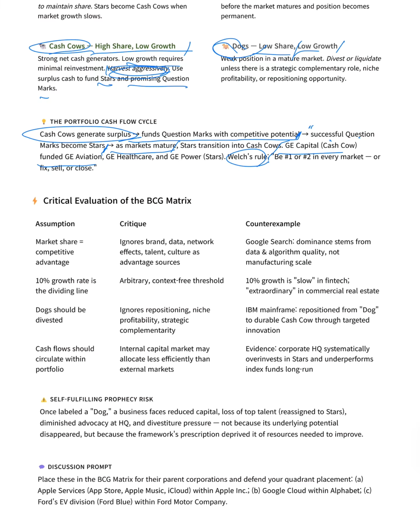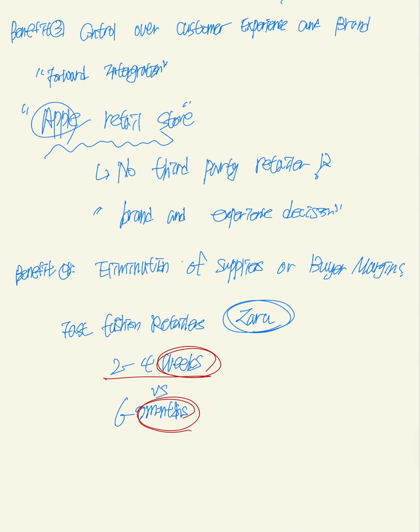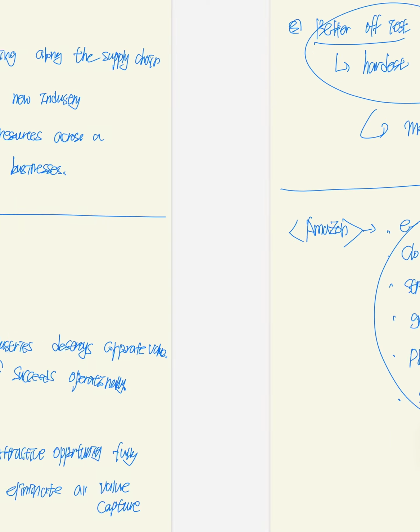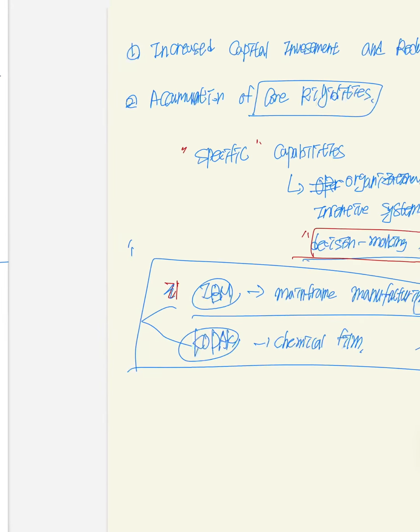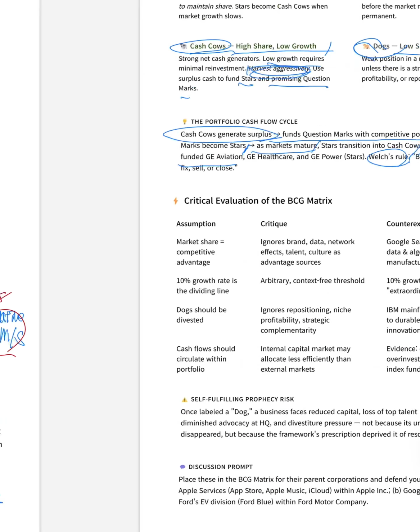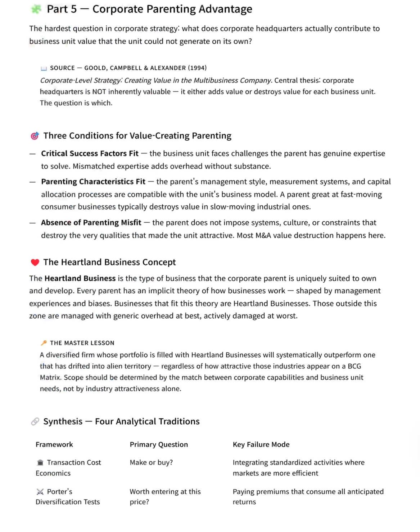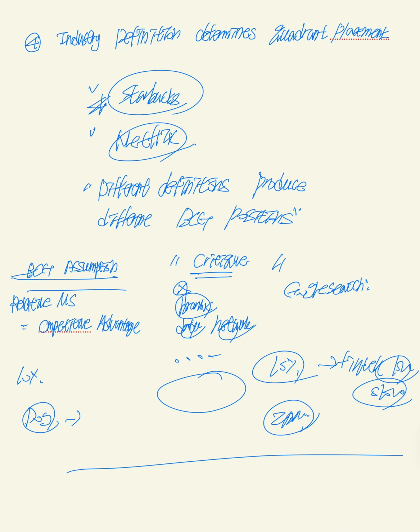Okay, this is all about the BCG matrix, and also all about this part, corporate strategy. Actually, I prepared part 5 as corporate parent advantage, but we don't have enough time. If we have enough time, I'd like to explain more about this part. But this is enough to understand corporate strategy within the business matrix as well.